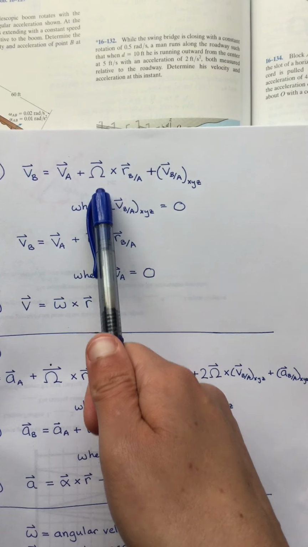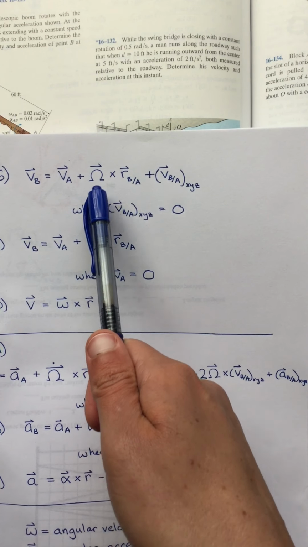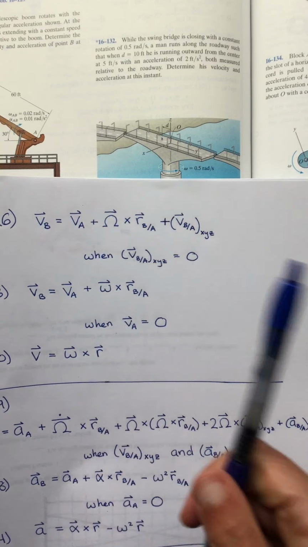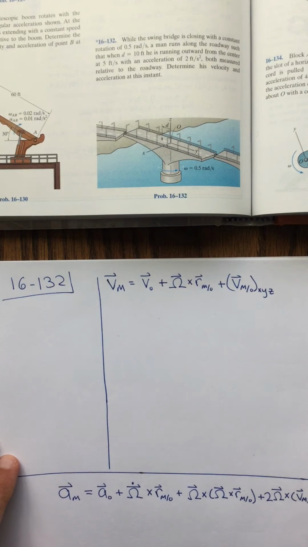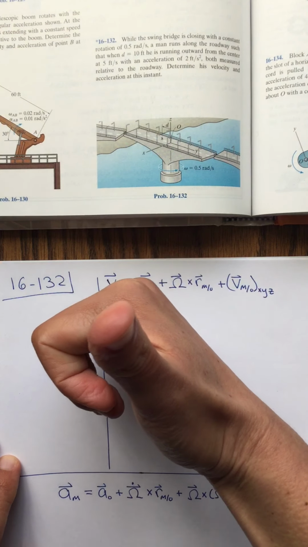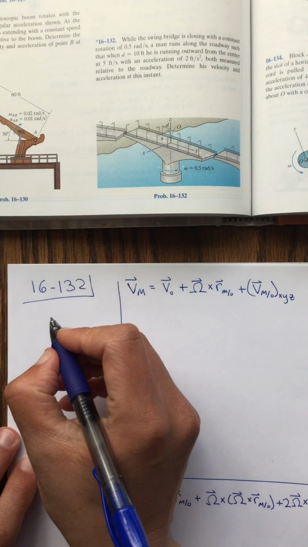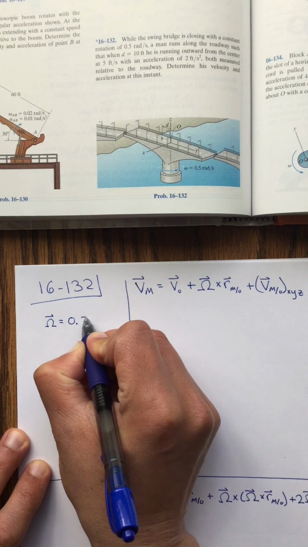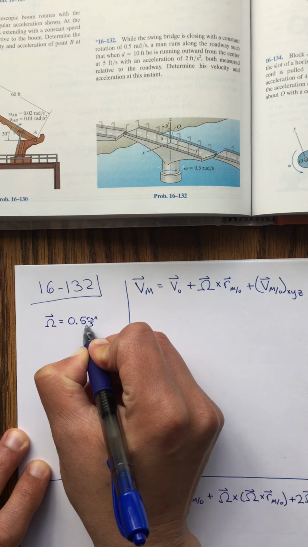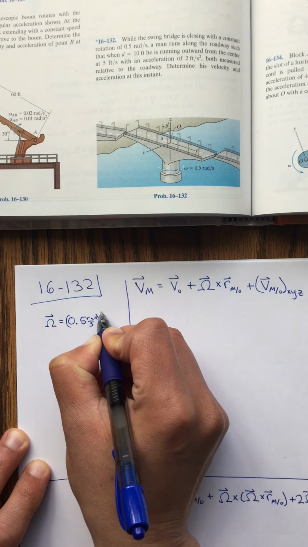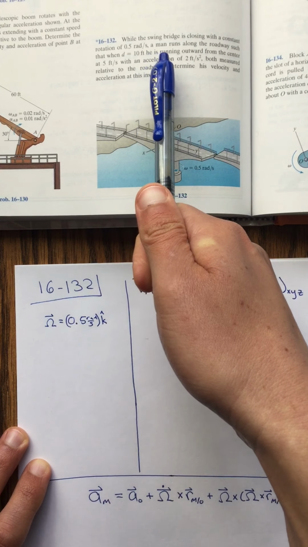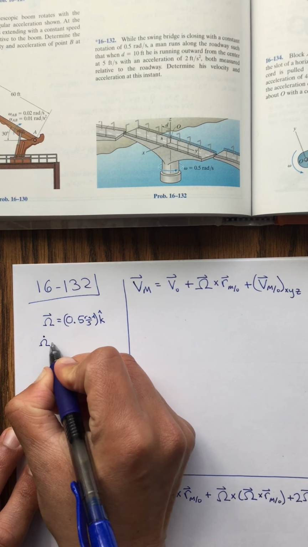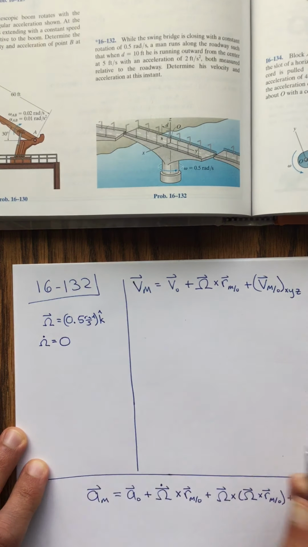So we have capital omega here, lowercase omega here, but if you define your coordinate system so that it's rotating with your object, then those angular velocities are the same. And if the swing bridge is rotating like this, that is k hat for the direction. So my angular velocity vector is 0.5 radians per second in the k hat direction, and they told me it was a constant rotation, which means that the angular acceleration of the swing bridge is 0.